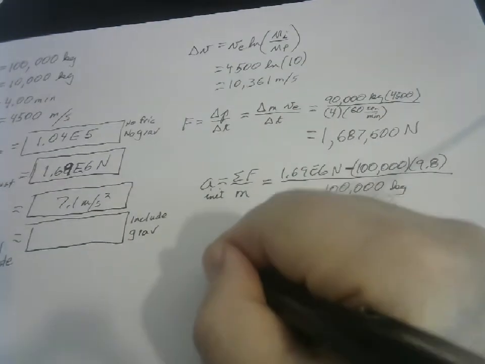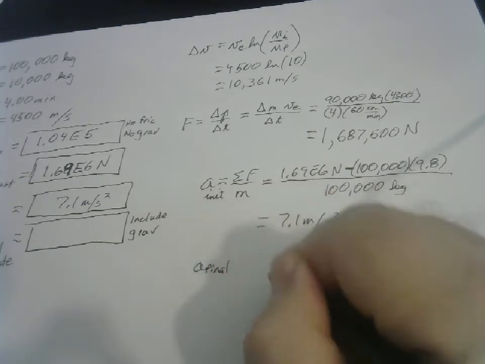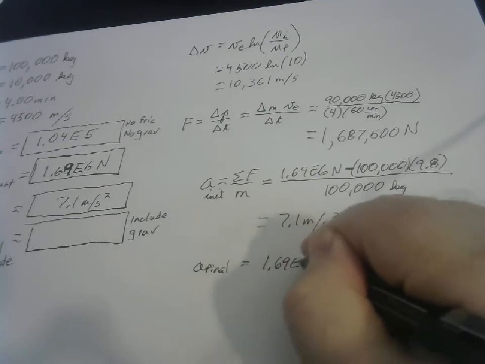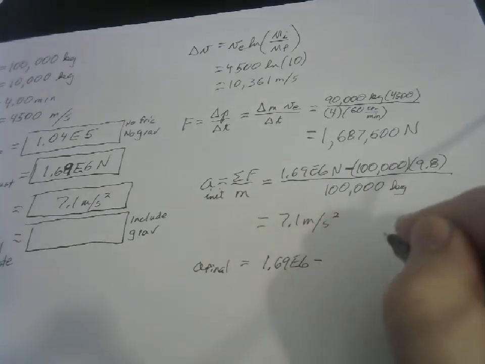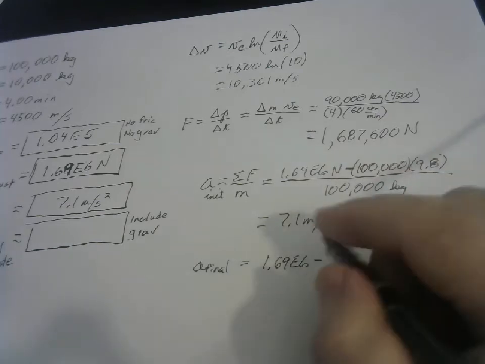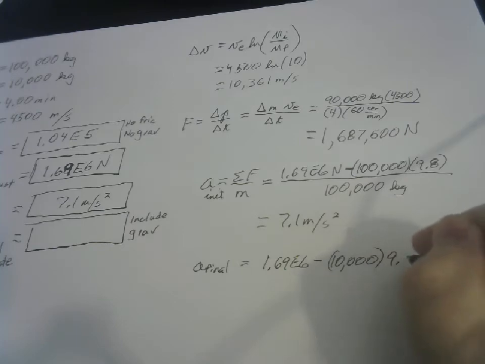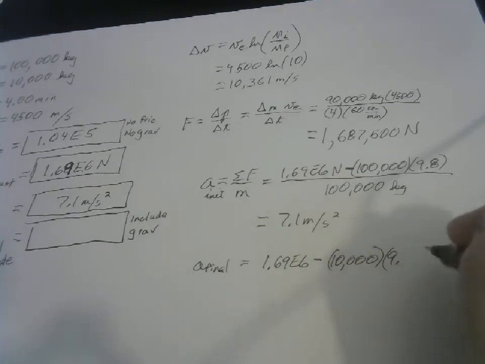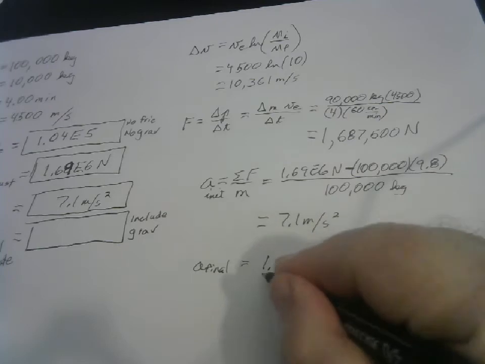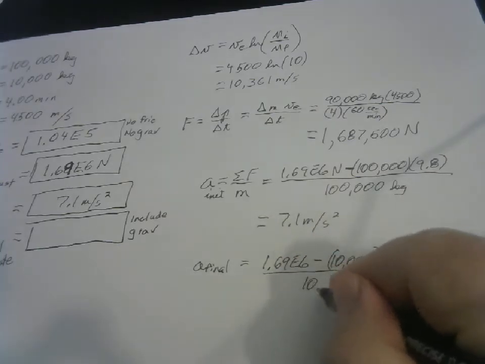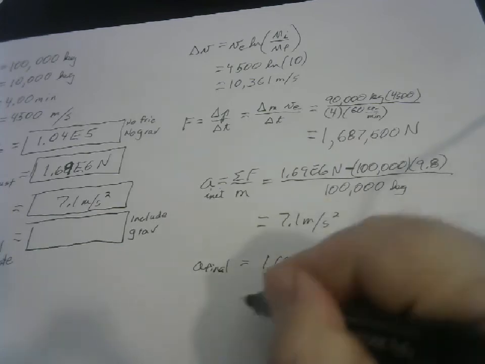I think I'm going to find acceleration final, which is going to be that same 1.69 E6, but this time, instead of mass times gravity being 100,000 times 9.8, I'll make it 10,000 times 9.8. I could put a smaller value of gravity in there because it's going to be a little further from the Earth, but I'm just going to call it 9.8 for now because I figured that's probably what the book did. And then I'm going to divide that by the 10,000 and see what that comes out to be.